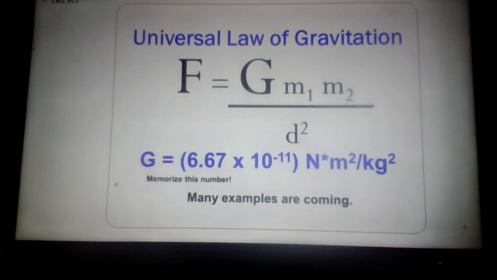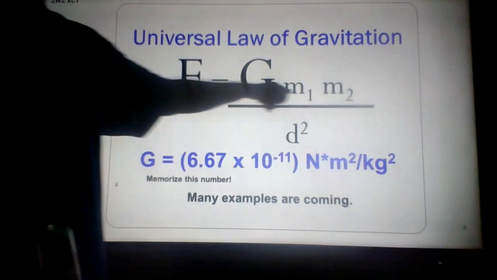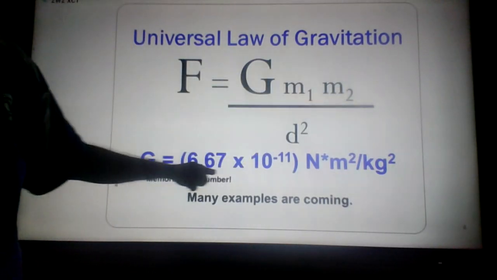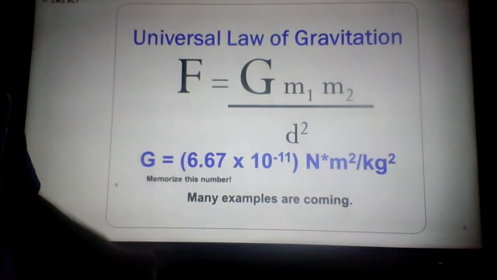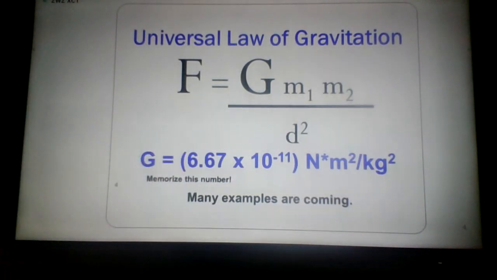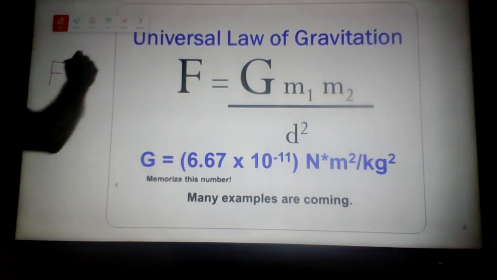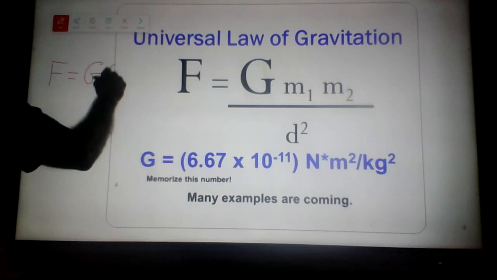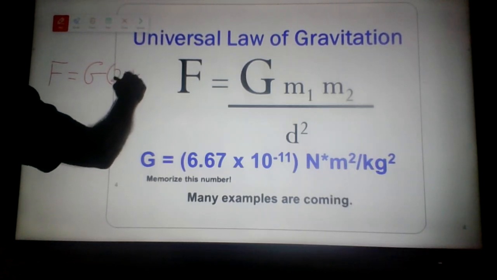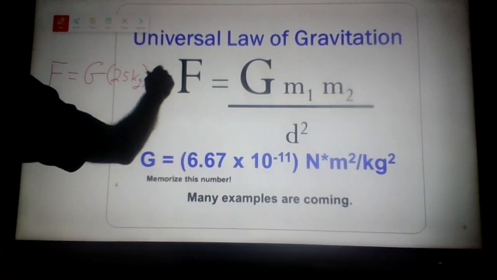And again, at first, this may look a little intimidating, but as you'll see when we do the practice problems, all we're going to do is multiply three numbers, and the first number is always this right here. And then we'll divide by a fourth number. Let's see, very, very quickly. Let's say we have two masses. Big G, we'll say one mass is 25 kilograms, and the other mass is 50 kilograms.